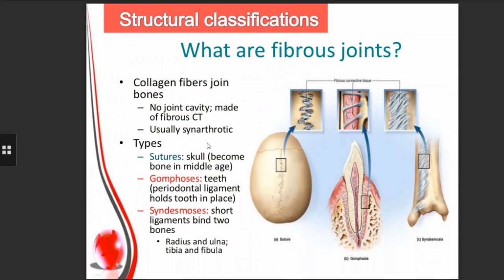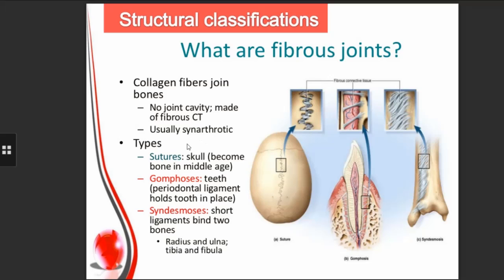Structural classification. We will classify on the basis of the structure present between them. First one is the fibrous joint. Fibrous joints have fibrous connective tissue between them. It is made up of collagen fibers. It joins the bones. There is no joint cavity. Made up of fibrous connective tissue. Usually synarthrotic, means that there is no movement in fibrous joints. There are three types of fibrous joint.